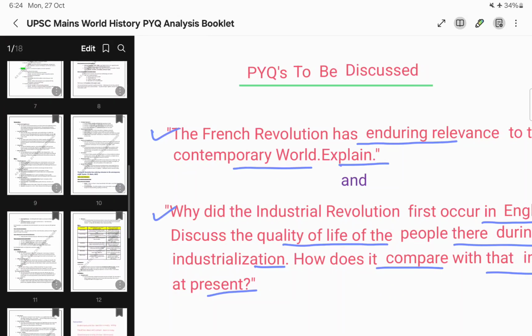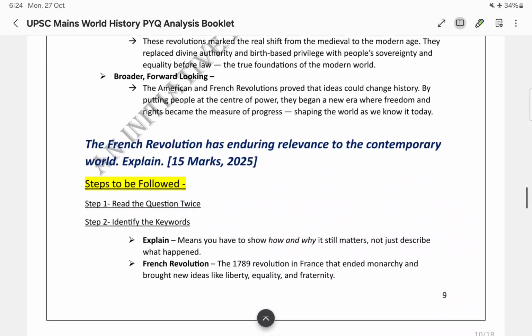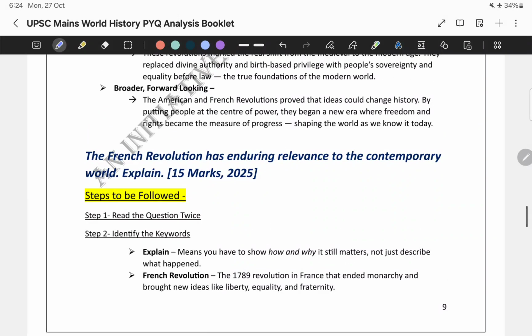So what was our first question? The French Revolution has an enduring relevance to the contemporary world. Explain. So this is a 15-mark question from 2025. If you go through the question, you will understand that the key is not just knowing what the French Revolution was, but understanding why it still matters today. So let's break this down step by step, the way you should approach it in your exam.